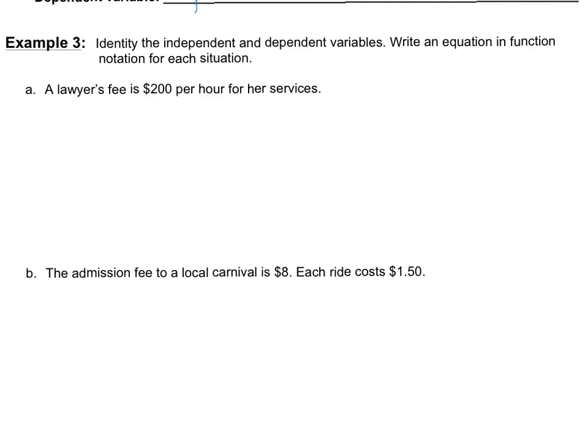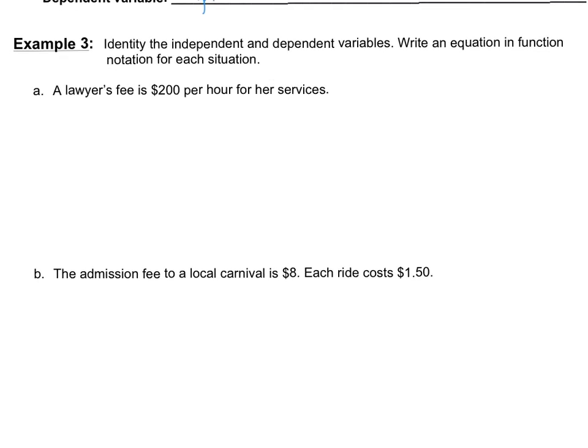Okay, we need to identify the independent and dependent variables and write an equation in function notation. So example A, a lawyer's fee is $200 per hour for her services. Since the fee depends on the number of hours, our fee would be our dependent and our independent would be the number of hours.